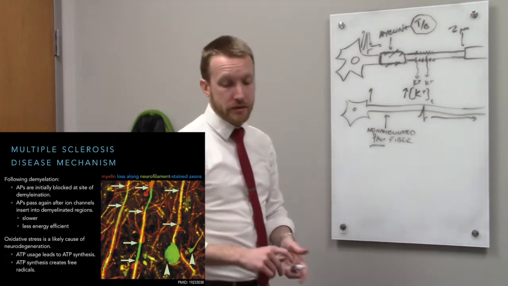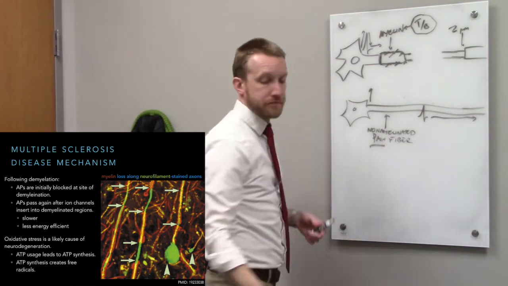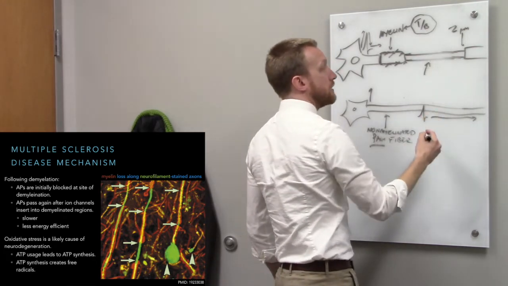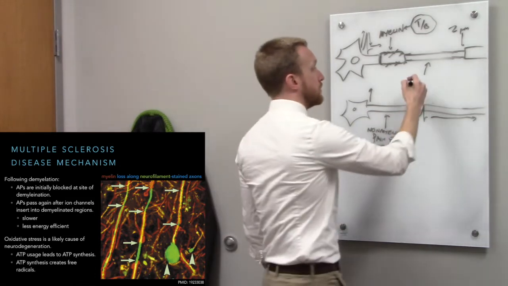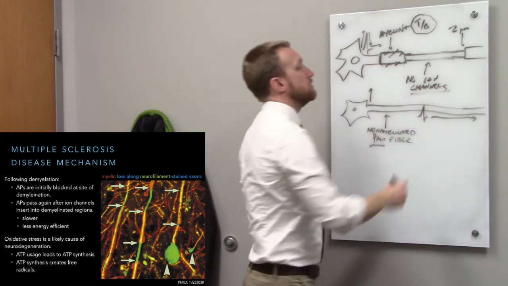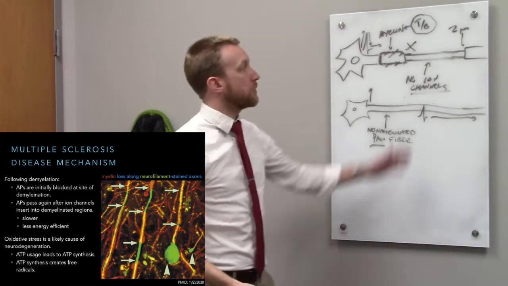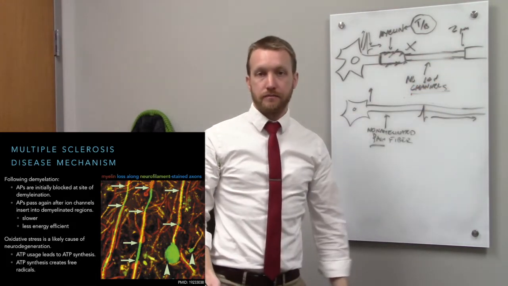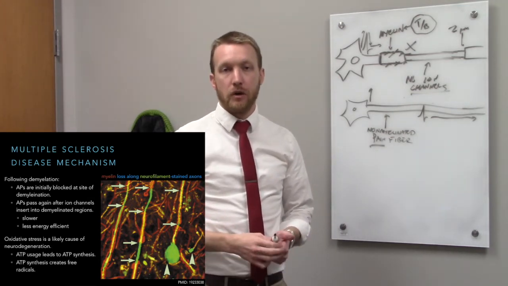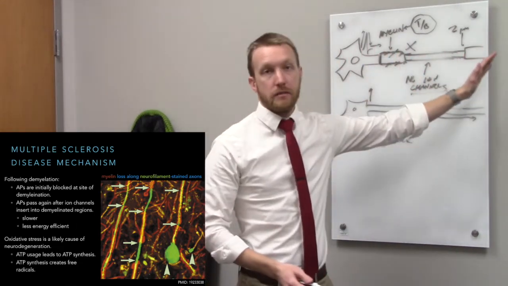So initially, what happens following acute demyelination is that we just have a section of bare axon. This used to contain myelin, so in what used to be internode, we have no ion channels. So immediately following demyelination, the action potential can no longer propagate through demyelinated regions. This is undoubtedly going to create sensory abnormalities and motor weakness. If we can't conduct an action potential, we can't relay the message.